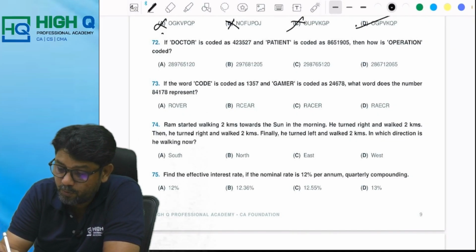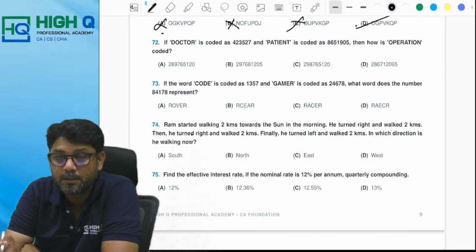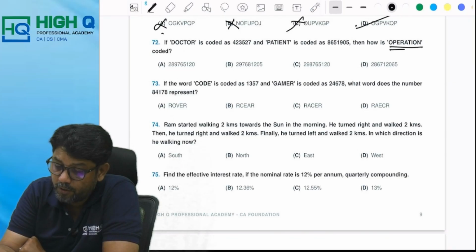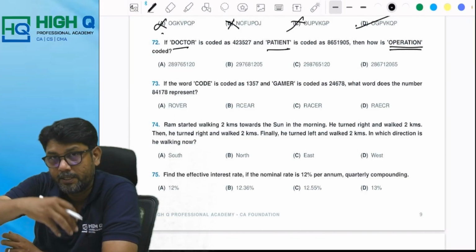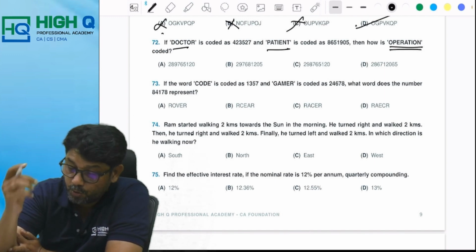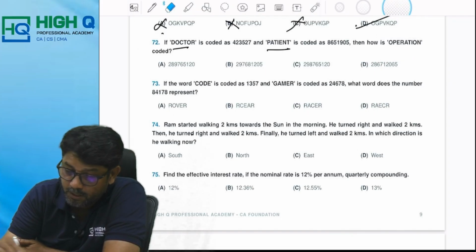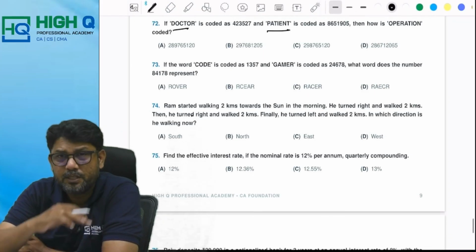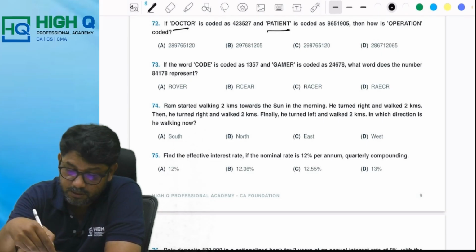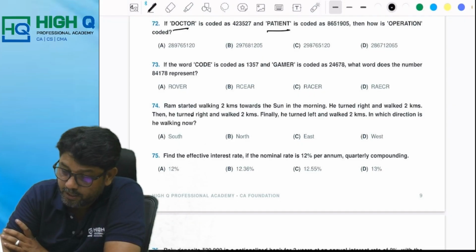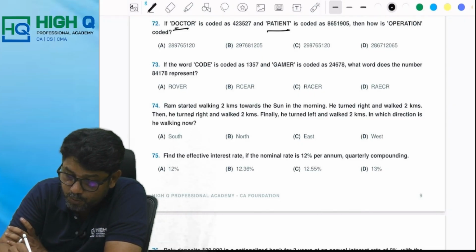Doctor is coded as 423527. Patient is coded as 8651905. Then how is operation coded? Whatever the letters of the word operation, everything will be available in doctor and patient. So we have to take the respective number from that code only. It's a very simple question. This question, 1 mark, is mandatory every time in the exam, either one question or two questions, definitely they are asking. So now let us check.